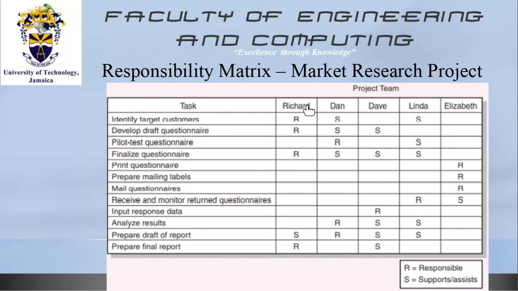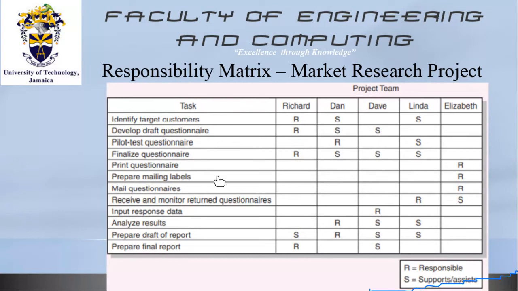In this case, it is showing you all that Richard is responsible for on this project, all that Dan is responsible for on this project, Dave, Linda, and Elizabeth, right? For example, to print the questionnaire is the responsibility of Elizabeth. To prepare mailing labels, Elizabeth. To develop the draft questionnaire, the responsibility is that of Richard, but he gets support from Dan and Dave.